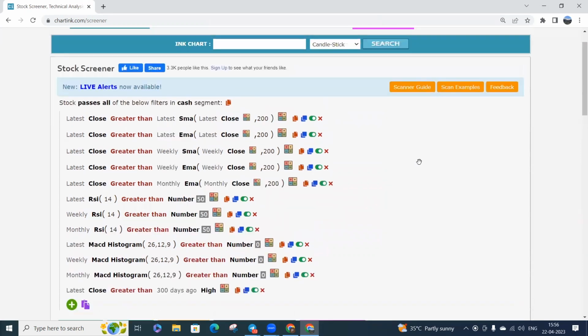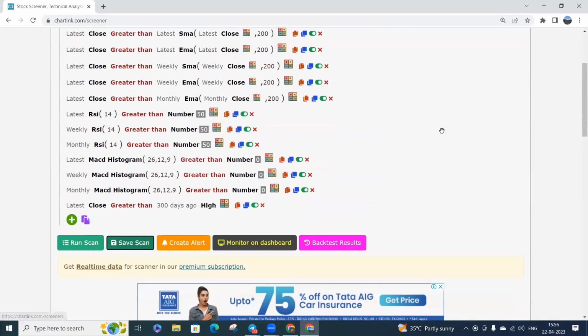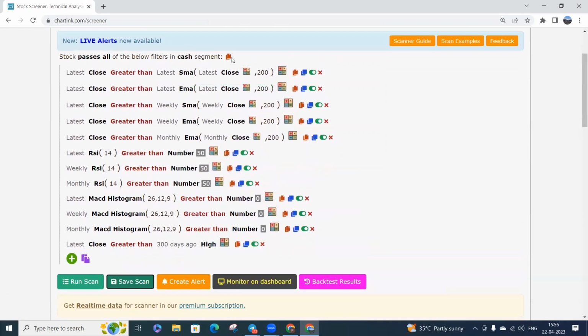So this is the code. Let's save it. I need to log in, I didn't save it. What will happen? I'll copy the entire segment. Okay, I copied. Fine.